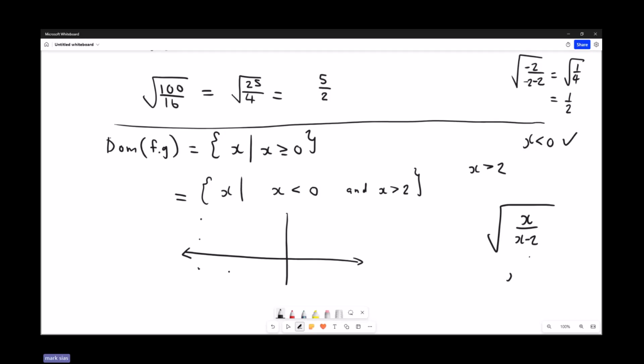Then we have a negative divided by a negative, right? And we say that x must be greater than 2. But when we draw this along the x-axis, let's see how this looks. So let's put the point 0. There's the point 0, and we keep it open.